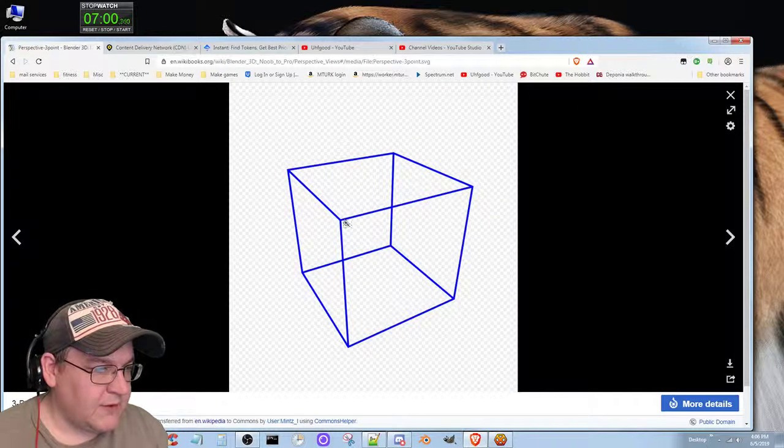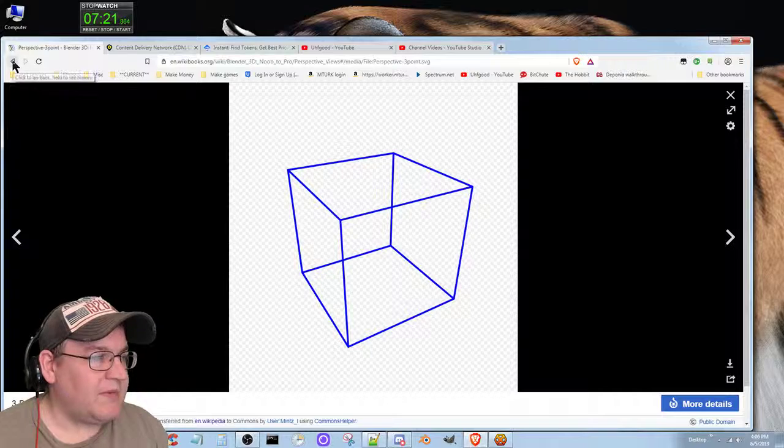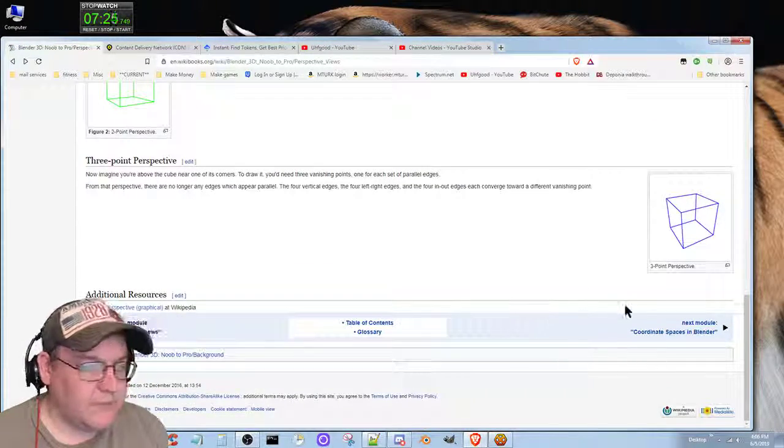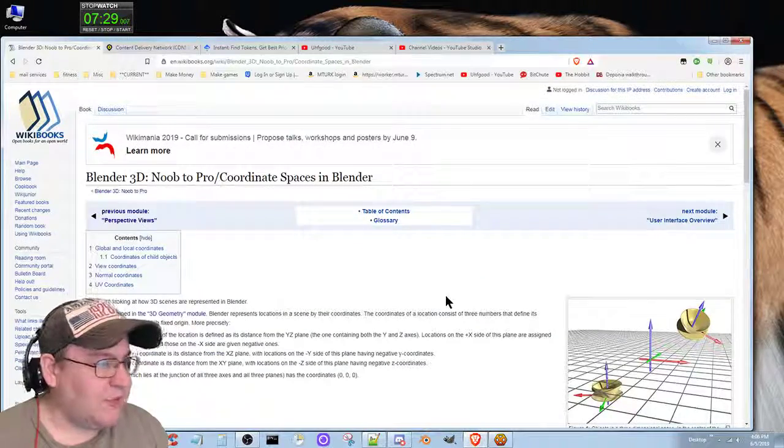3-point perspective. So this one goes off to here, right? That one goes off to here, that's that. And then we have one that goes down from this to the bottom. It eventually will converge down at a point way down here. And that's what makes it 3-point perspective. Okay, so now let's go to coordinate spaces in Blender.